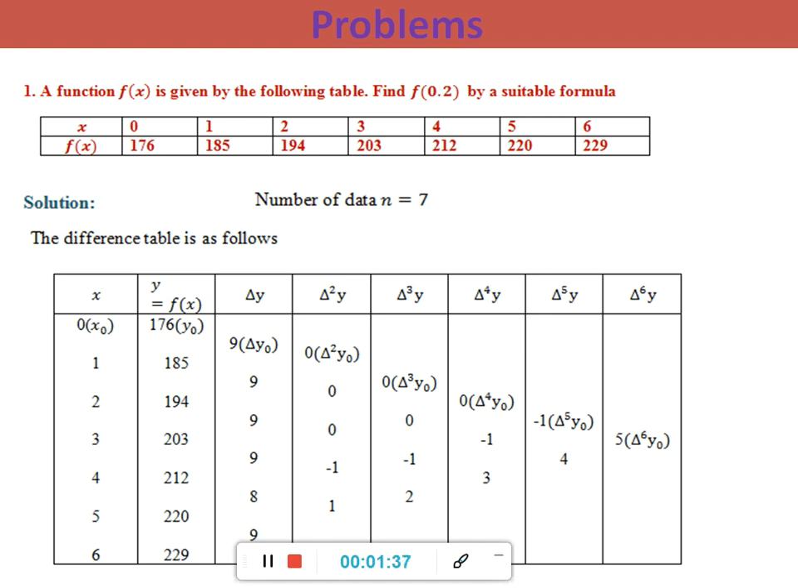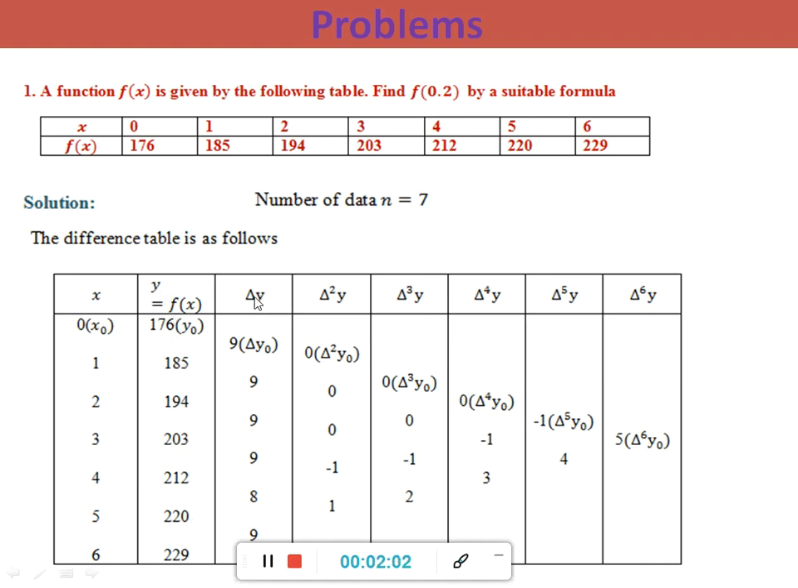So, see the problem here. Number of data n equal to 7. Okay, so first construct the difference table. First list the values of x here: 0, 1, 2, 3 up to 6. Then the values of y, that is f of x: 176, 185, likewise.